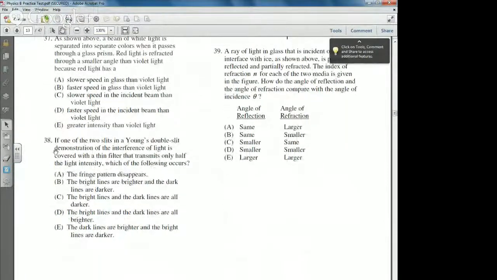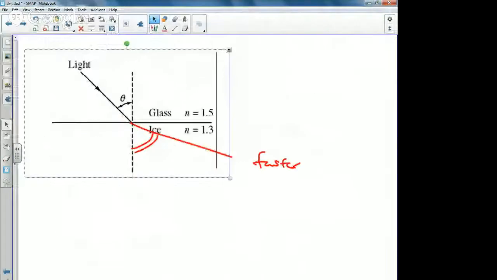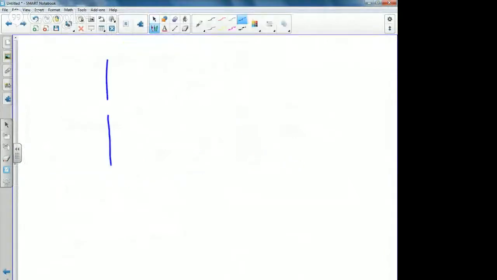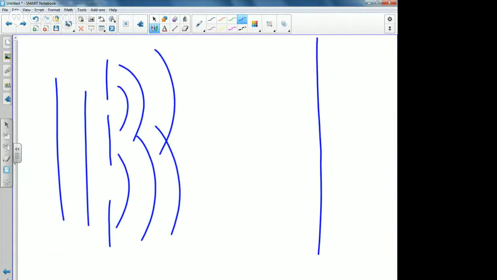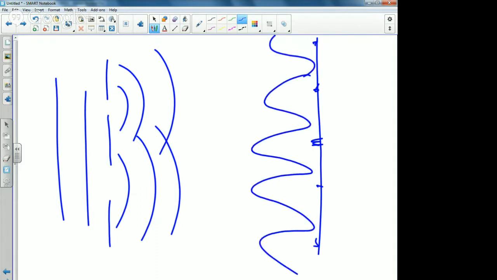Okay, double slit diffraction. Let's draw this. A wave hits, and at the other screen we have the bright spots and our dark spots. And it looks like this if I want to do an intensity graph.